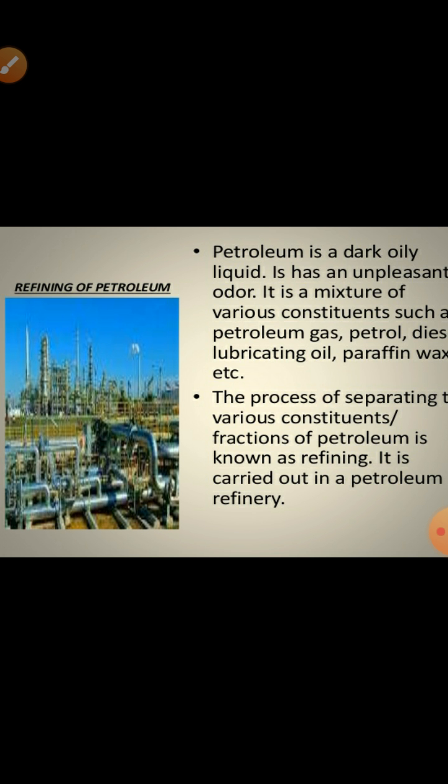But if we want to get petrol and diesel, how will we separate them out? We separate all these constituents of petroleum in a plant known as a refinery. The place where all these things are separated out is known as a refinery, and this process is known as refining. So the process of separating the various fractions and constituents of petroleum is known as petroleum refining, and it is carried out in a petroleum refinery. Okay, understood?